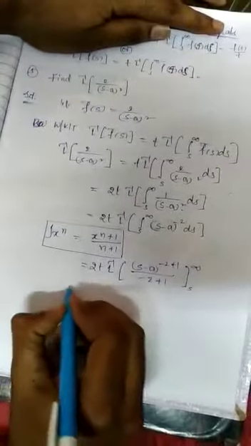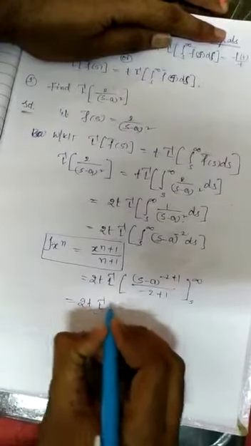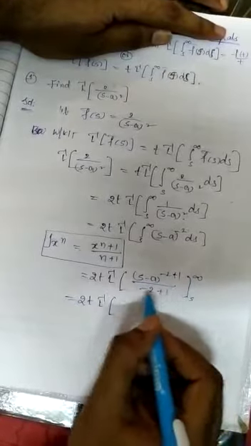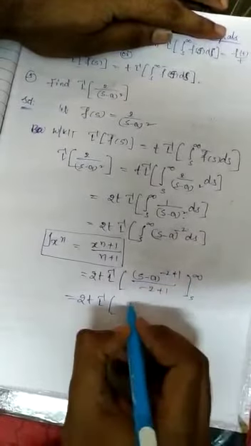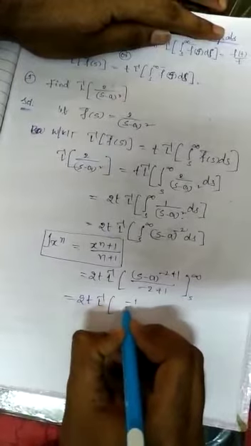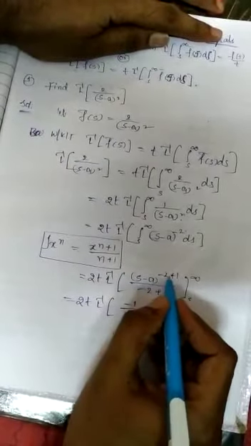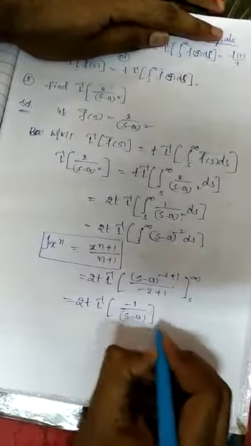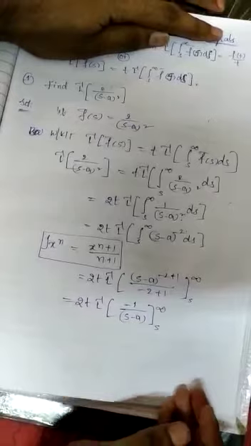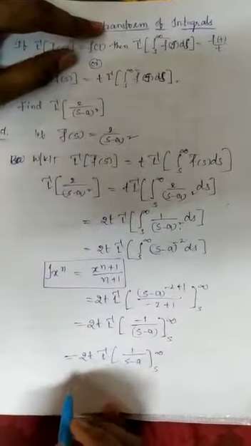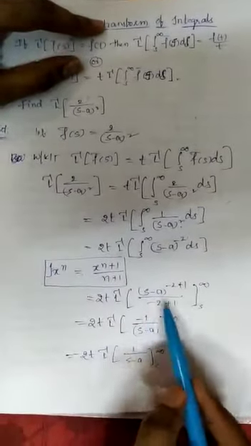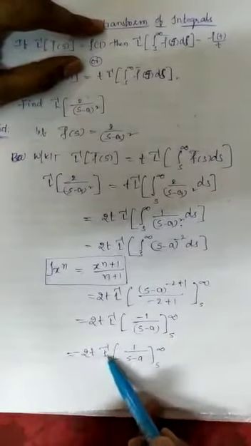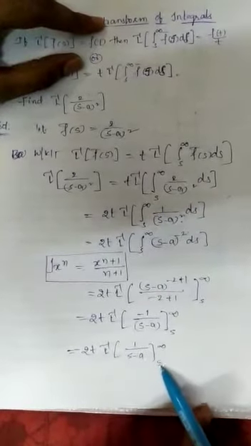Now 2 into t Laplace inverse of: minus 2 plus 1 is minus 1, so (s minus a) to the power of minus 1 by minus 1. Write this minus 1 in the numerator. You will get minus 1 by (s minus a) to the power of minus 1, which we can write as minus 1 by (s minus a), with limits s to infinity. So this is the integration of the given function, minus 1 by (s minus a). Write this minus outside: Laplace inverse of 1 by (s minus a), limits s to infinity.